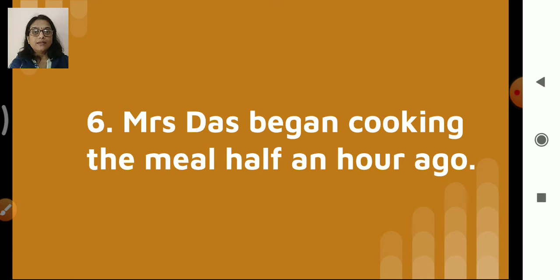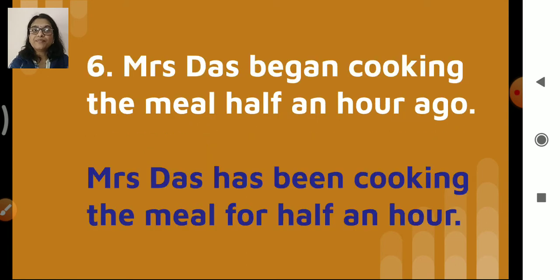The next one: Mrs. Das began cooking the meal half an hour ago. Is the specific time mentioned here? No, it is just mentioned half an hour ago, so we do not know exactly. So what will come? For. Our answer will be, Mrs. Das has been cooking the meal for half an hour. I hope you have followed.